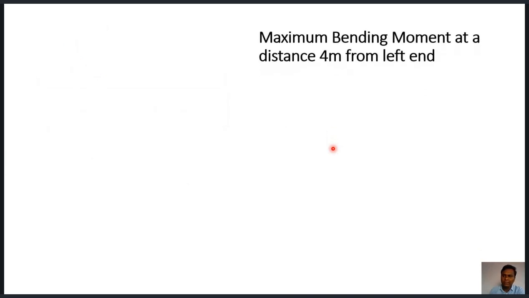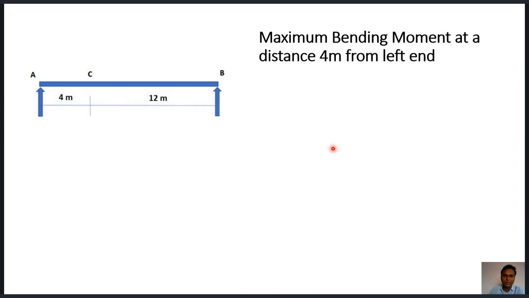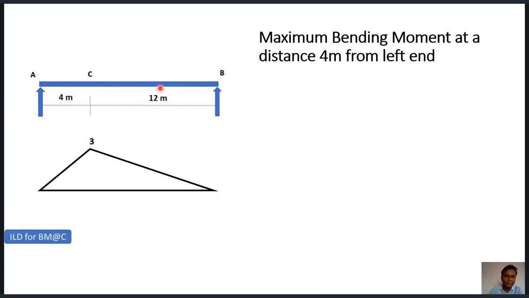Now finally we'll move towards the maximum bending moment at a distance 4 meter from left end. So again we have to consider one point C over this beam AB. For that, first we'll draw the influence line diagram for bending moment at point C, where the maximum ordinate here is 3, that is equal to AB by L. So here AB by L you will be getting as 3, where A is 4 and B is equal to 12 and total length L is equal to 16 meter.